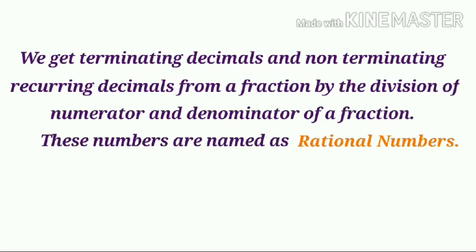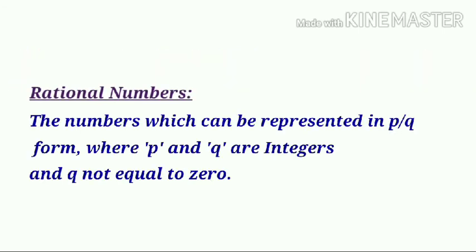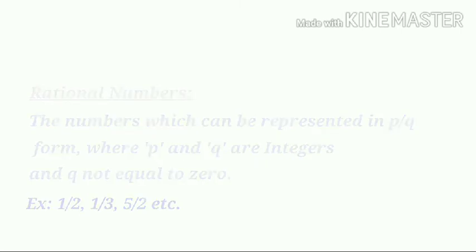Keep in mind that we get terminating decimals and non-terminating recurring decimals by the division of numerator and denominator of a fraction. These numbers are named rational numbers. In other words, the numbers which can be represented in p by q form, where p and q are integers and q not equal to 0, are called rational numbers. 1 by 2, 1 by 3, 5 by 2, etc. are some examples for rational numbers.